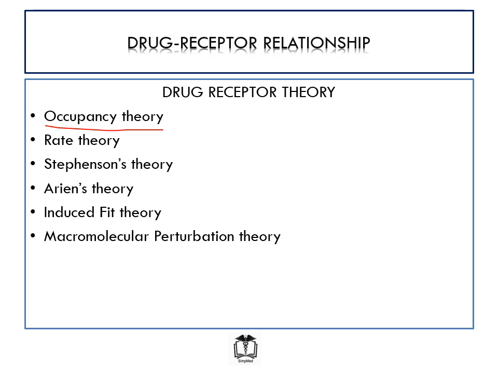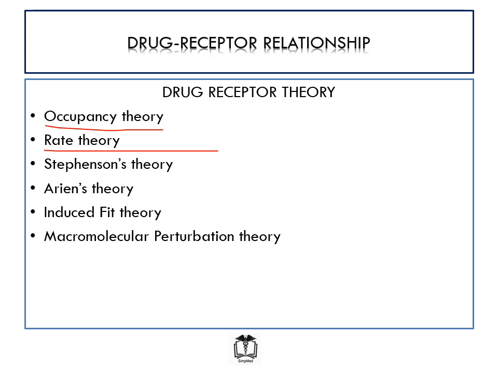We have the rate theory. The rate theory, on the other hand, talks about the response being proportional to the rate of drug receptor complex dissociation. And in this case, this one says that the duration of receptor dissociation determines whether a molecule is an agonist, a partial agonist, or an antagonist.